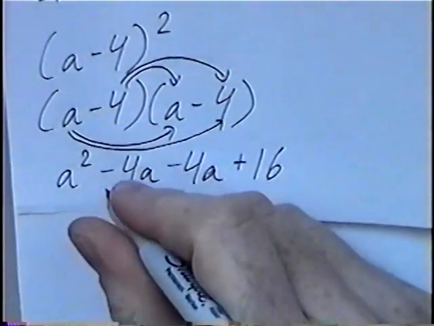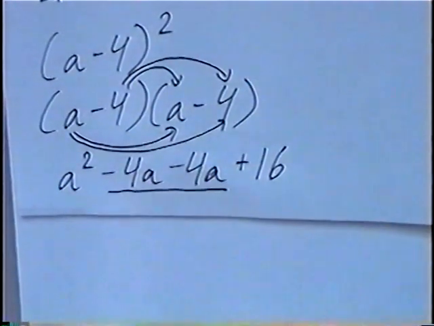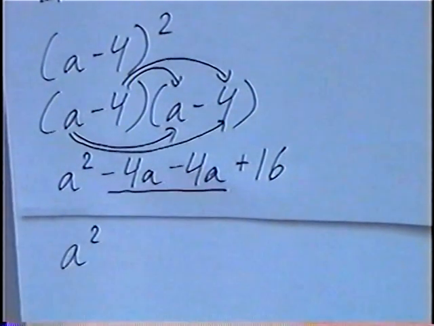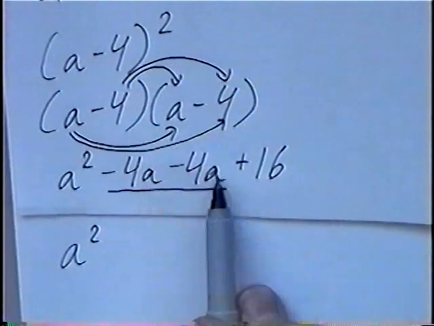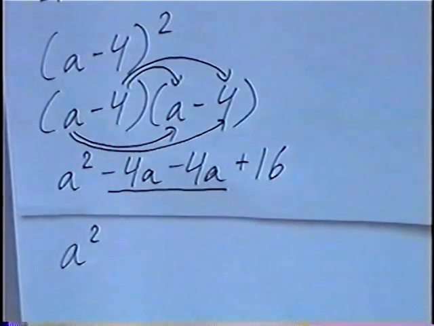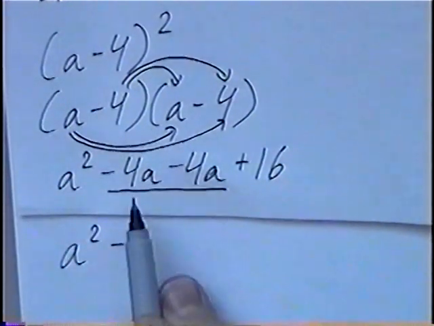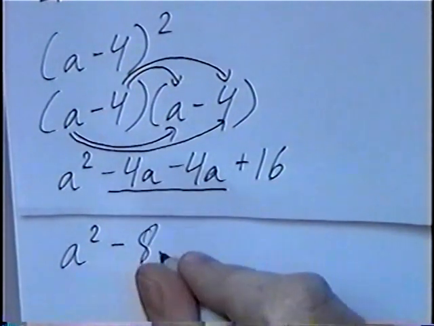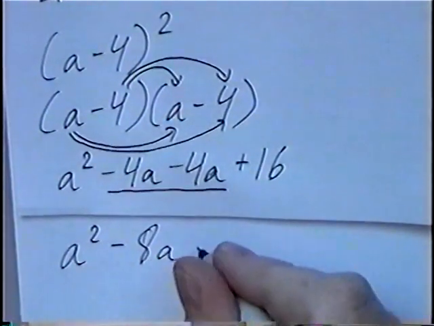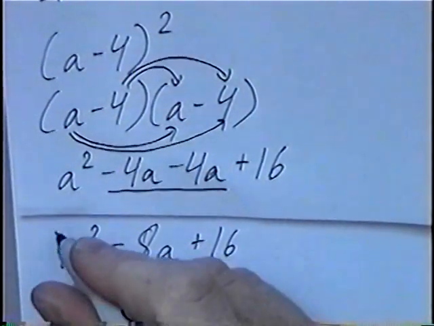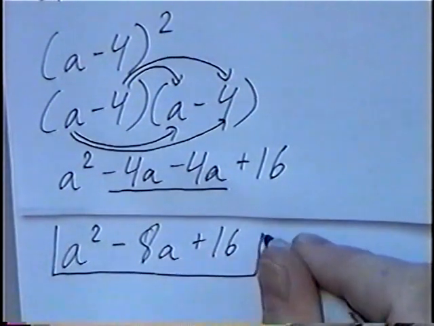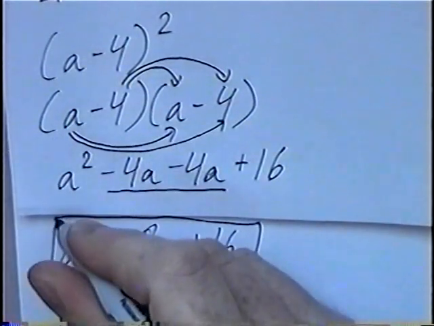And the last step again, we can combine the like terms. A squared will stay the same. Minus 4a minus 4a. When you have these same signs, we'll keep it negative, and add the numbers, we'll have negative 8a. Plus 16 would stay the same. So our final answer, a squared minus 8a plus 16.